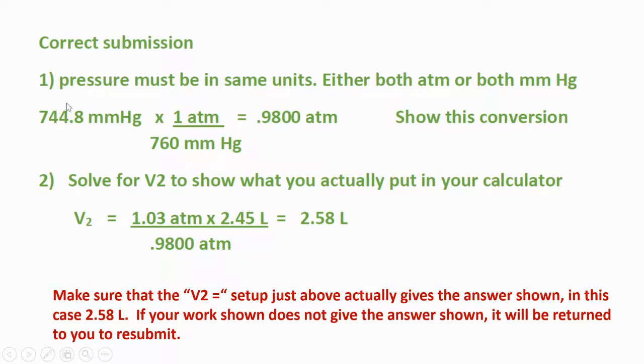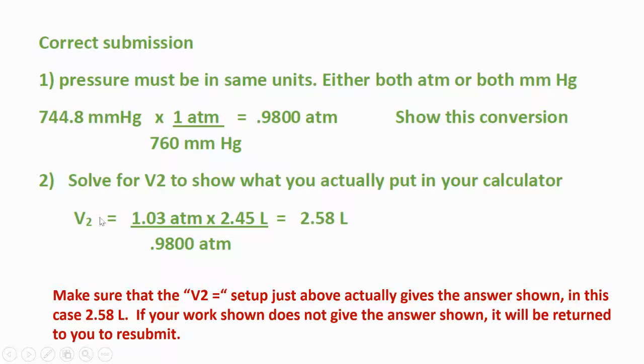So, correct submission. Show me the conversion. How did you get them to be the same units? I changed millimeters to atmospheres so I can plug in atmospheres and atmospheres. I didn't actually show the other form, P times V equals P times V, but from that, you would be able to solve that V2 equals this: 1.03 times 2.45 divided by 0.98 equals 2.58 liters.